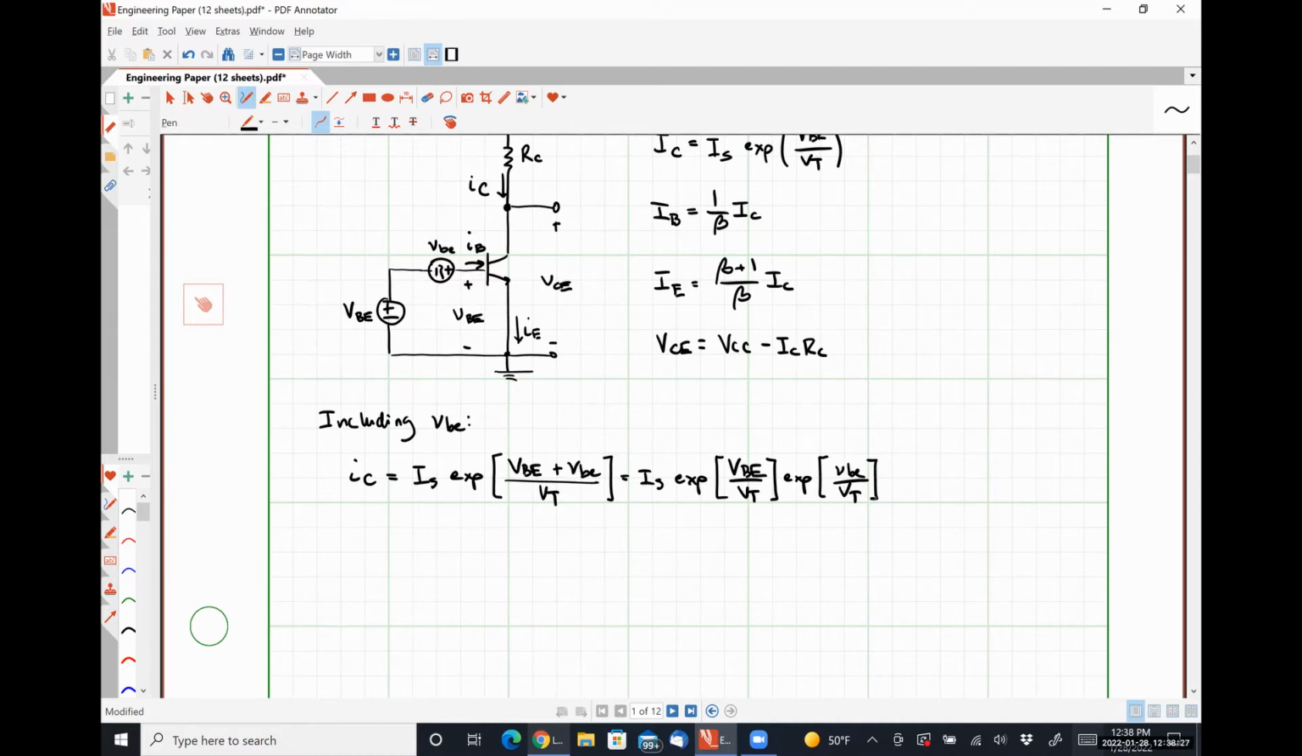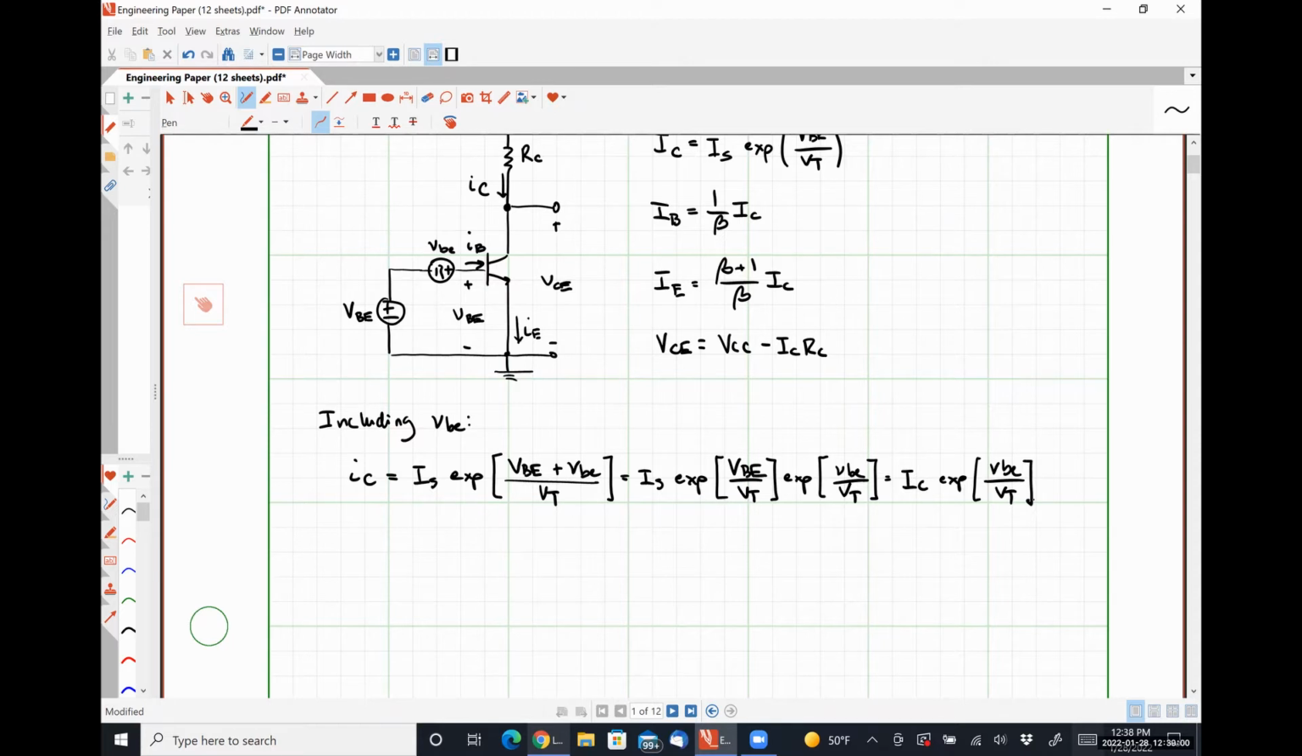Over VT. And recognizing that IS times EXP of capital VBE over VT is just capital IC, our DC bias collector current, this gives us IC times the exponential of VBE over VT.